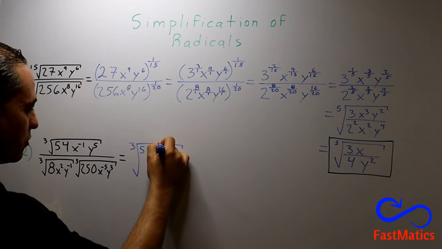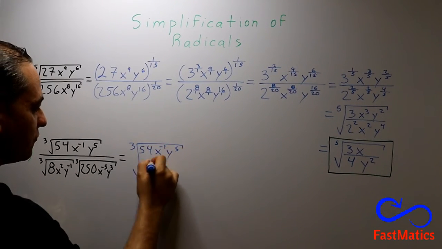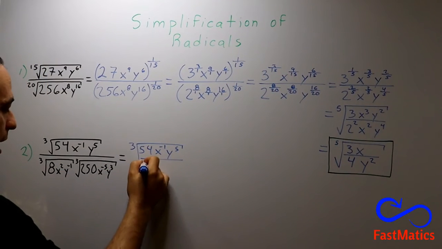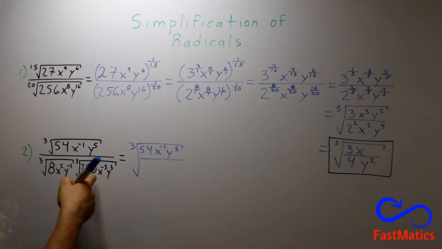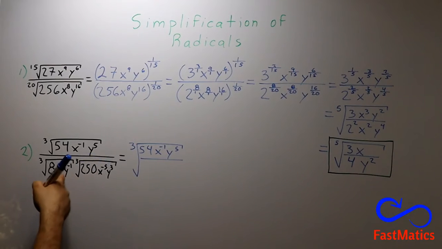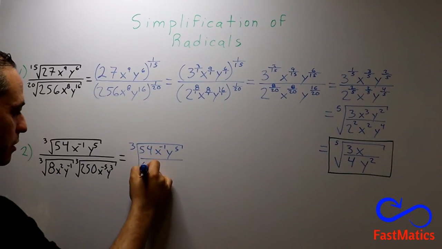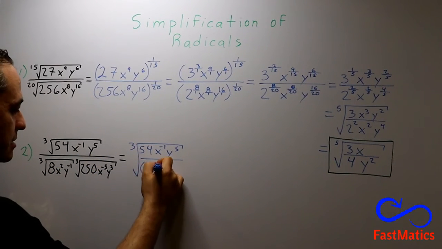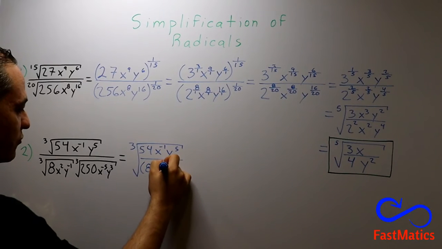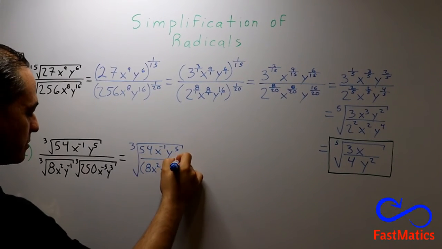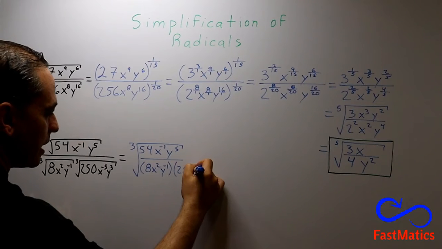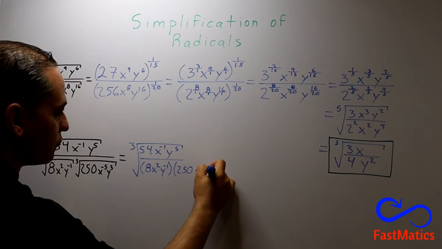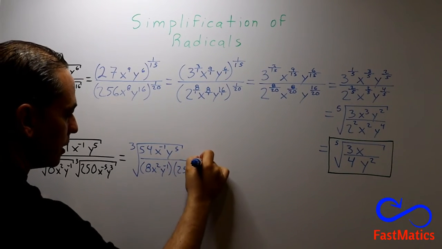54 x to the power of negative 1, y to the power of 5 over, and here you can see that it is a multiplication. So here you are going to write 8x squared y to the power of negative 1 times 250 x to the power of negative 5 y to the power of 3.